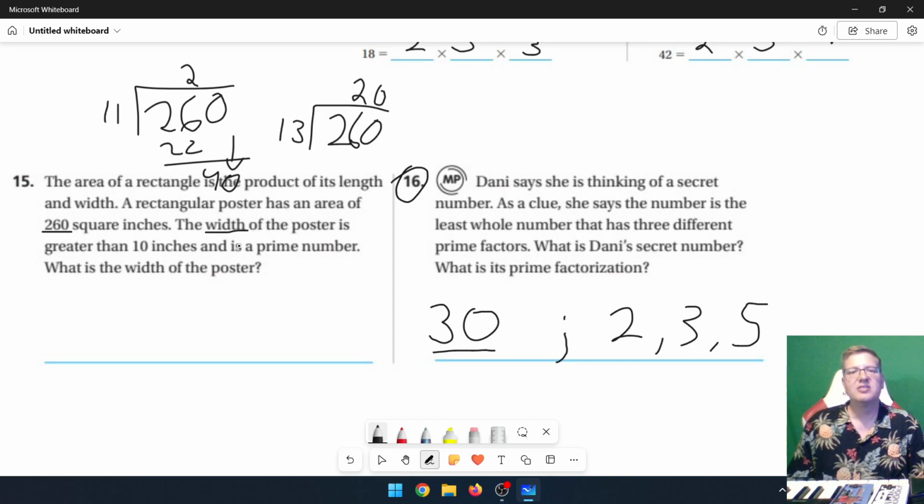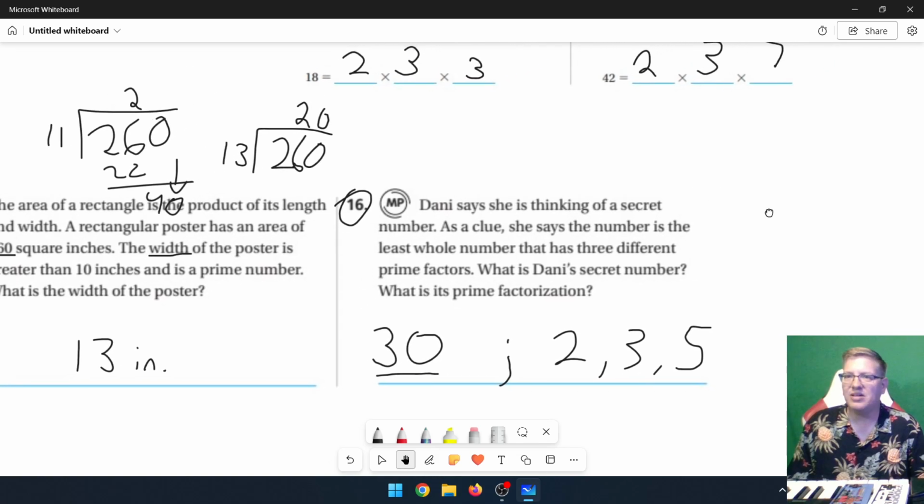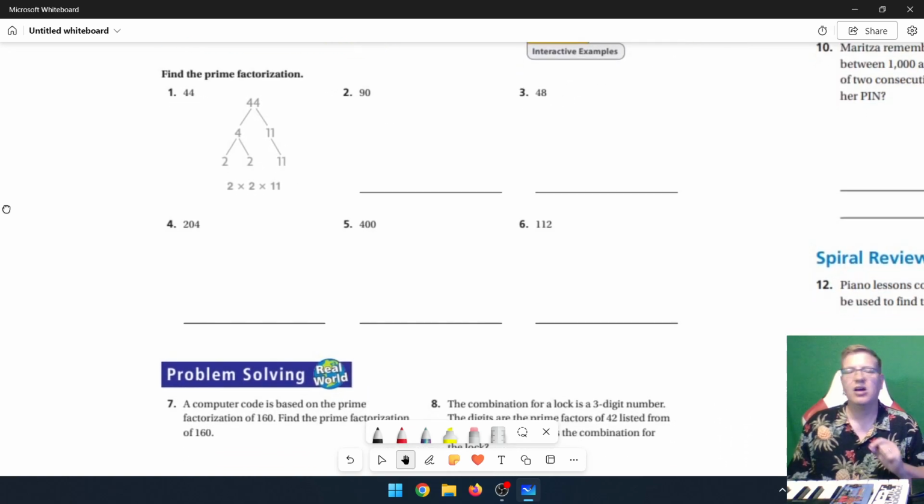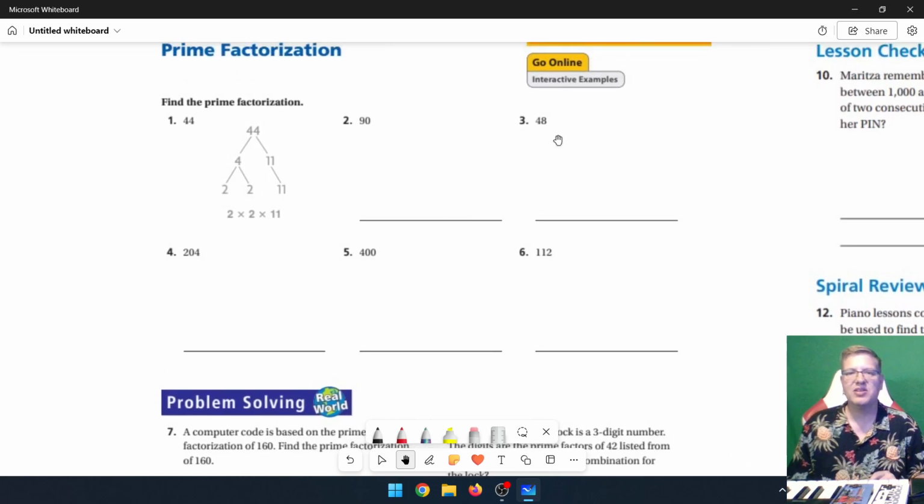But since we're only asking for the width for this, that would be 13, and we should use inches or abbreviate. I'm going to do the abbreviation just to save a little bit of time on the writing portion. Okay, so now let's take a look at the actual problems from the homework so you can see what we are looking at doing. For the first section, yes, they model using the factor tree.